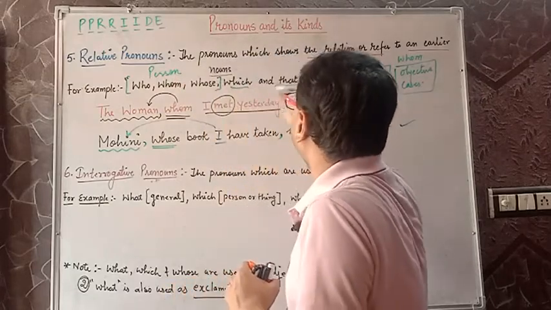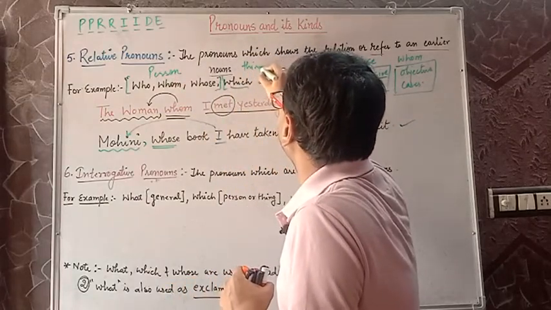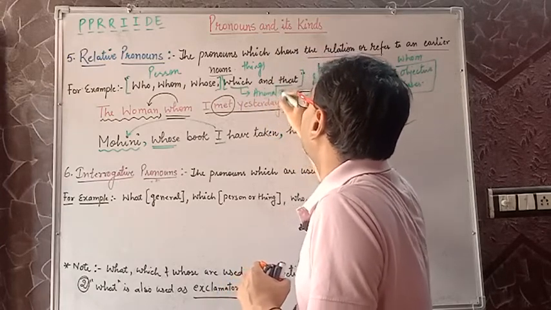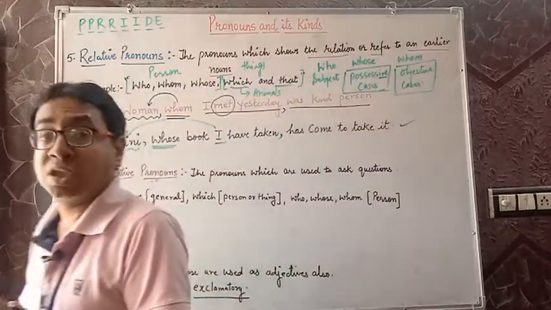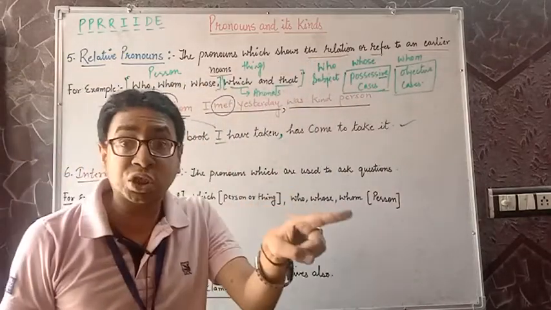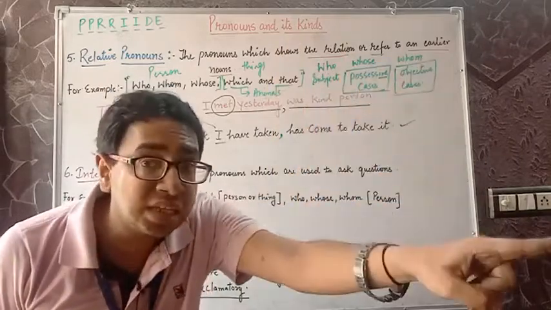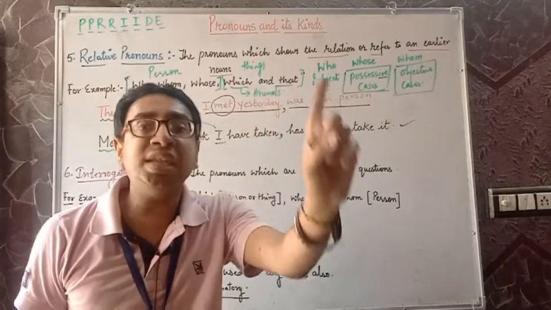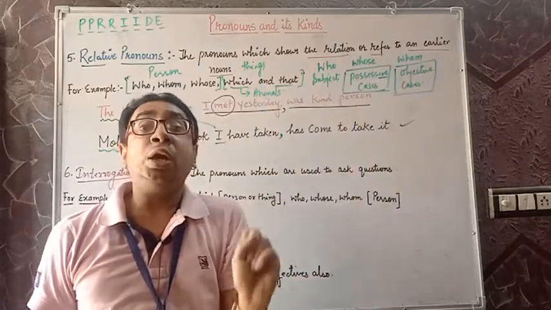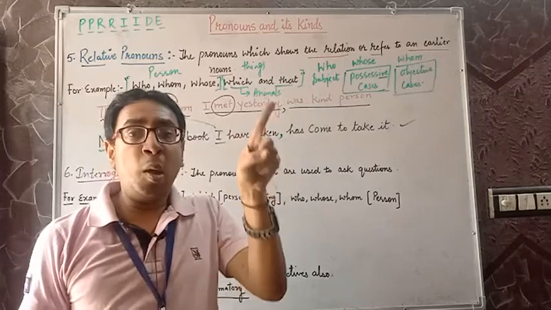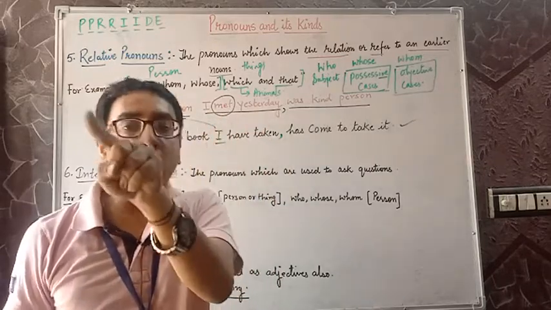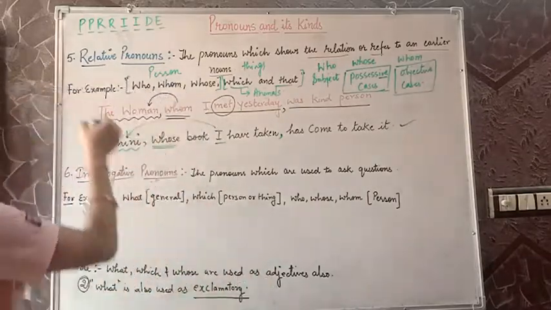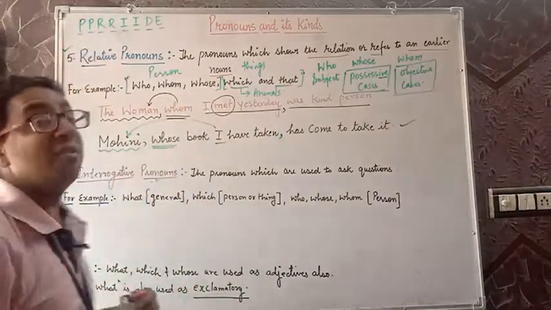Which and that are used for things, for sure. And which is used for animals also. Though animals are living, we use which. The horse, which won the race yesterday, died today. So horse, comma, which won the race yesterday, comma, died today. Are we clear? So these forms are known as relative forms, relative pronouns.